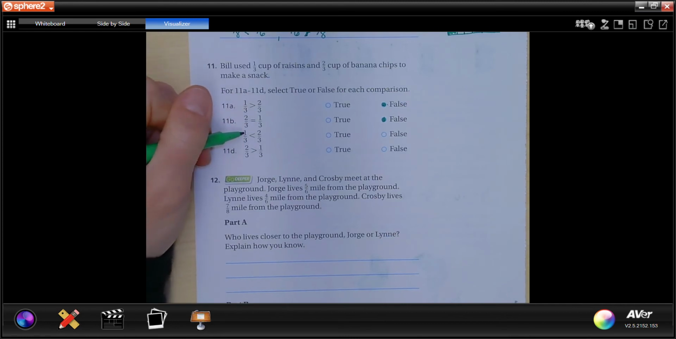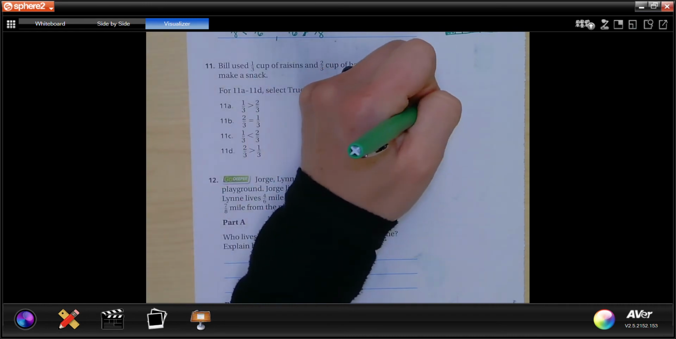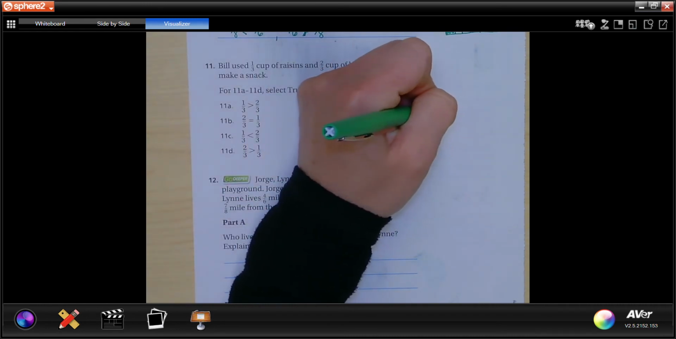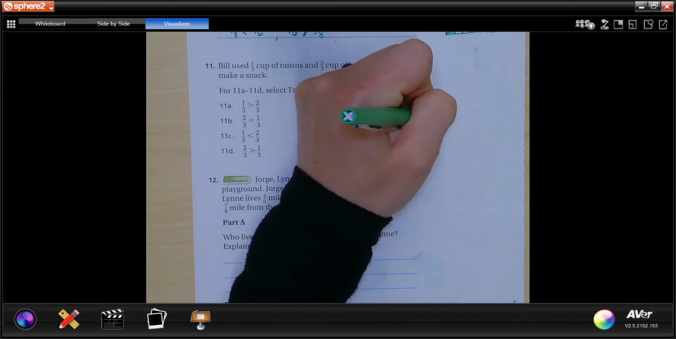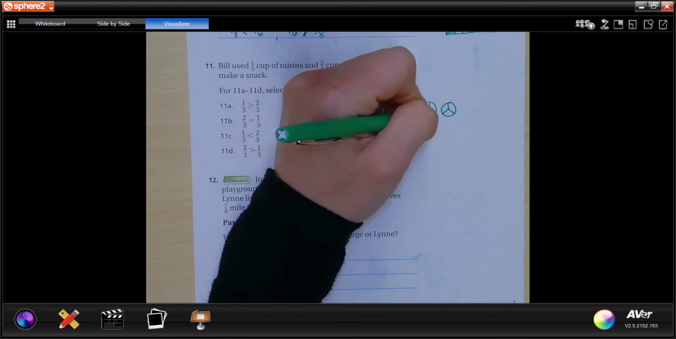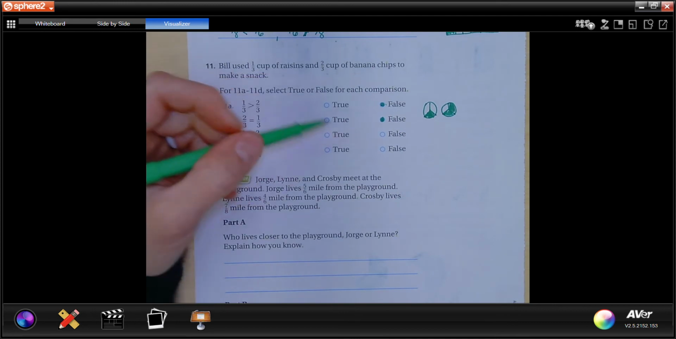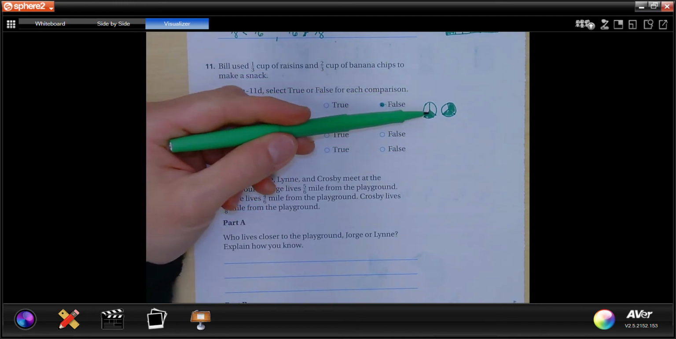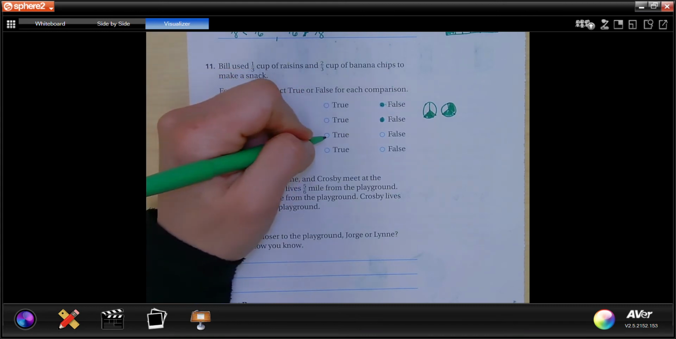11C, 1/3 to 2/3, so same denominator. So we look and we're going to compare the numerator. Which one would have more shaded? Let's draw this so we can see it as well. Okay, we're going to make thirds. Here's 1/3. There's 2/3. So we see that there's less shaded in the 1/3 and more shaded in the 2/3. So 1/3 is less than 2/3. That's correct.